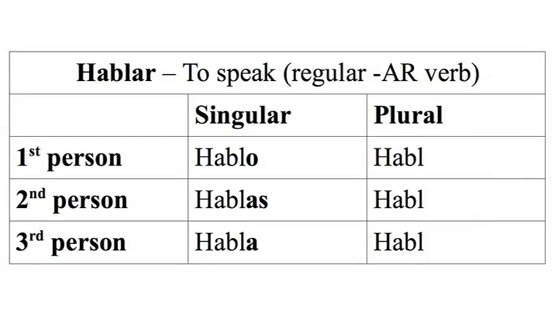For nosotros or nosotras, you'll have AMOS, giving you hablamos. For vosotros and for vosotras in Spain, you'll add A with an accent, IS, habláis, you plural speak. And lastly, you'll have ellos, ellas, and ustedes, all with the same ending, AN, hablan. They speak or you plural speak.